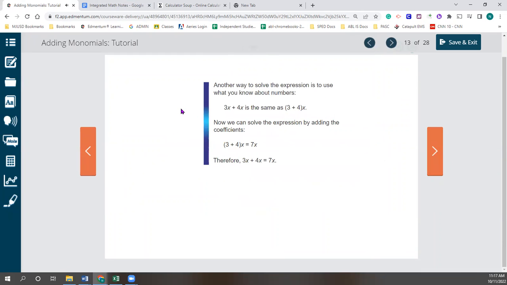Another way to solve the expression is to use what you know about numbers. 3x plus 4x is the same as 3 plus 4 times x. Now we can solve the expression by adding the coefficients. 3 plus 4 times x equals 7x. Therefore, 3x plus 4x equals 7x.